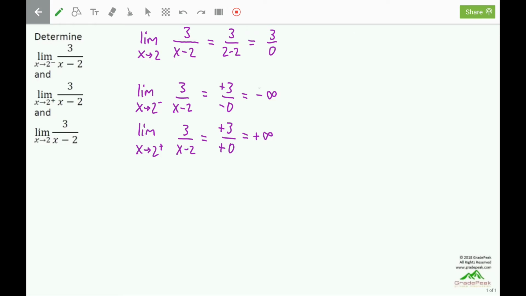The two-sided limit depends on the results of the two one-sided limits. They do not match each other, so the two-sided limit does not exist, and there are the results of the three different limits.